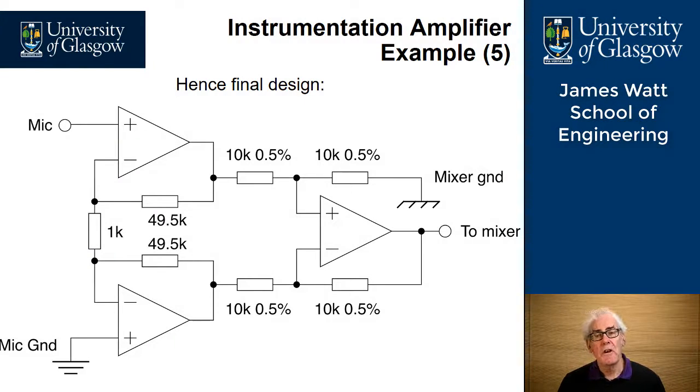So in this example, here's our final design. We've got two op-amps for the input stage of the instrumentation amplifier, and around that we have feedback resistors of 49.5 k ohms and 1 k ohm. 49.5 k ohm is RA and 1 k ohm is RB. Similarly, I've chosen 10 Ks to be all the same resistors around the difference amplifier, and we've already specified them as 0.5% tolerance. And this is our final answer.